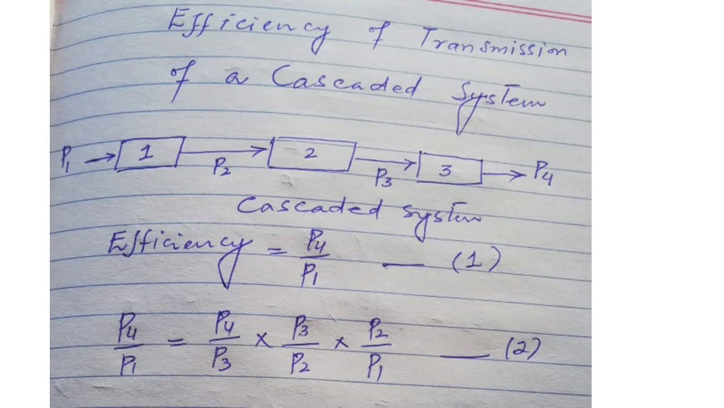We go to a cascaded system now. We are going to calculate the efficiency of transmission of a cascaded system. So consider the diagram of this cascaded system. There are 3 elements in this cascaded system: element number 1, element number 2, and element number 3.